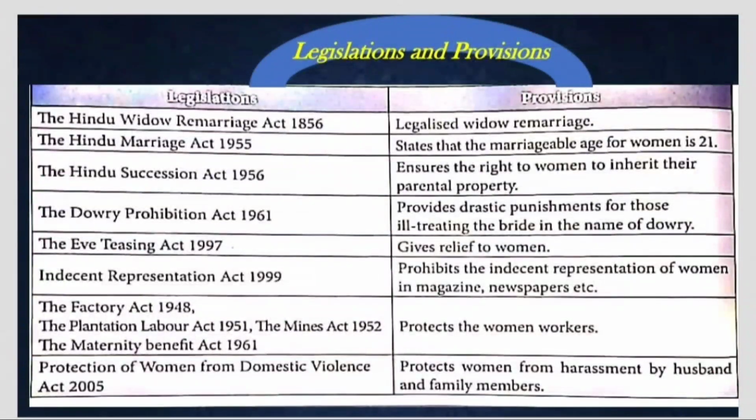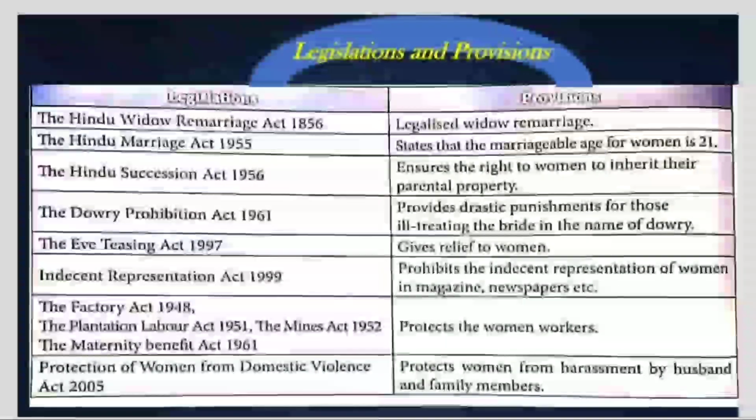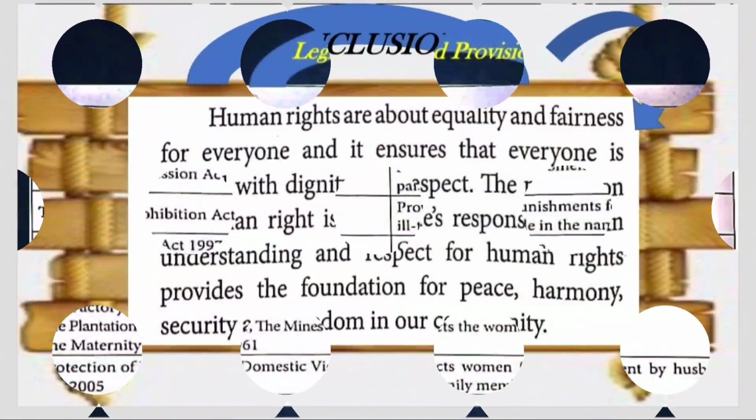The Factory Act 1948, the Plantation Labor Act 1951, the Mines Act 1952, the Maternity Benefit Act 1961, மகப்பேறு நலச் சட்டம். It protects the women workers. The next one, Protection of Women from Domestic Violence Act 2005. It protects women from harassment by husband and family members. கணவர் மற்றும் குடும்ப உறுப்பினர்களால் பெண்கள் துன்புறுத்தப்படுவதிலிருந்து பாதுகாக்கிறது.